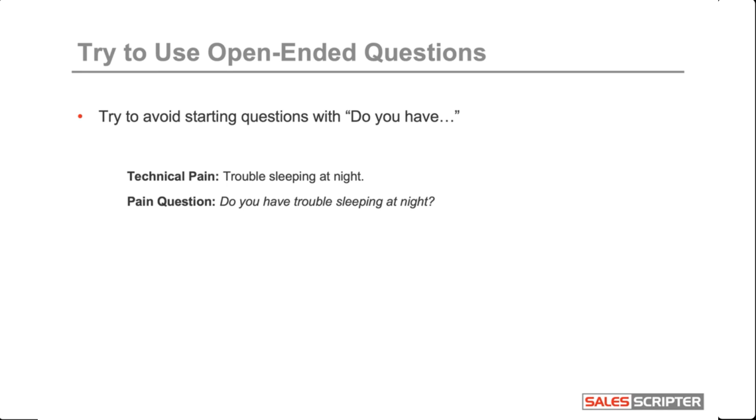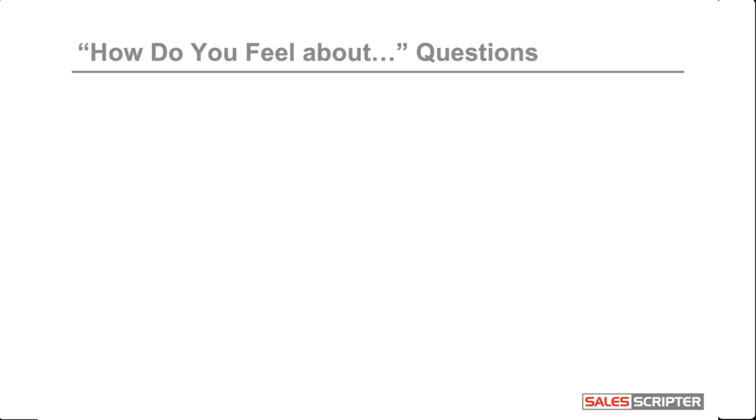The problem with that question is that it can be easily answered with a yes or no, and that minimizes the engagement that you're able to create because the prospect can just say no, or even if they say yes, it's more difficult to keep the conversation going. It decreases the amount of information you're able to extract from that question. So try to compose your questions to be open-ended where they can't be answered with a yes or no.